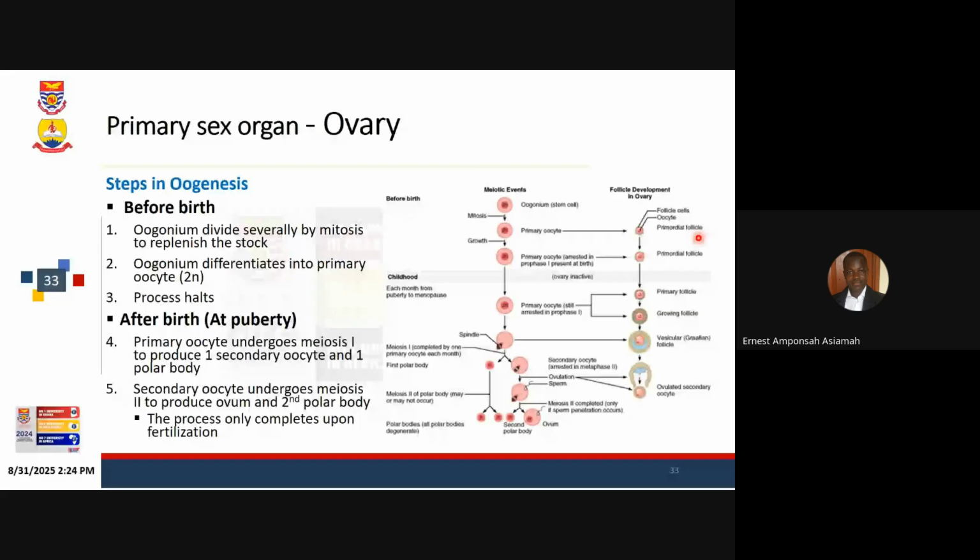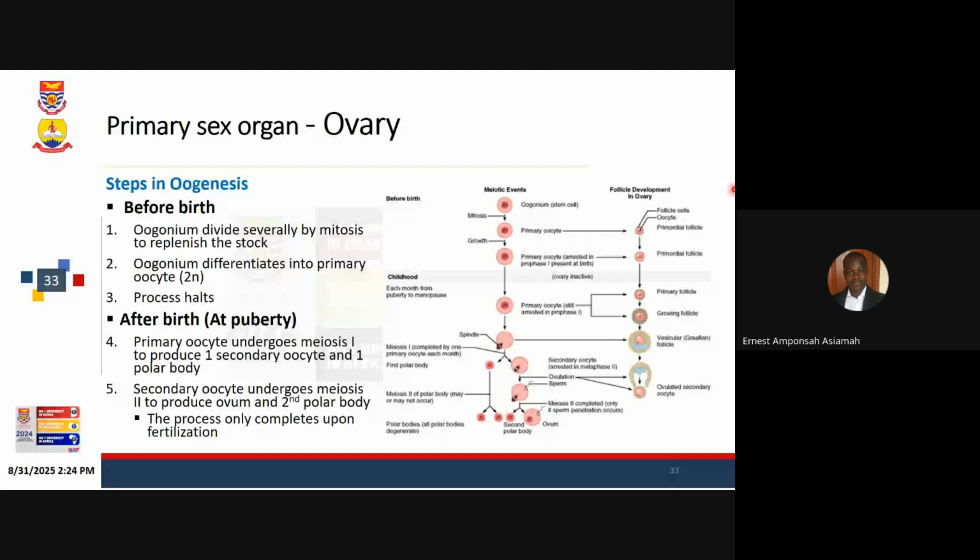And so the follicle cells together with the oocyte will form what you call follicles. Okay, so as the oocyte is developing, the follicles will also be developing, and they will bring about changes in the different types of follicles which are present in the ovary. So we have different types of follicles.